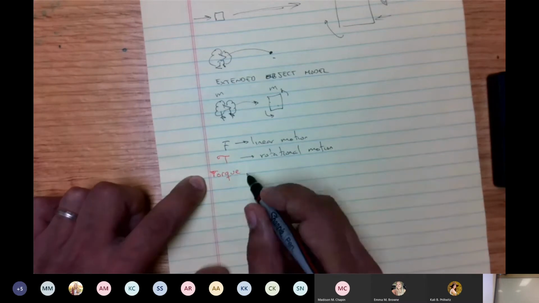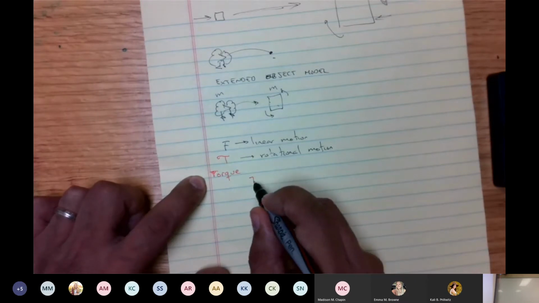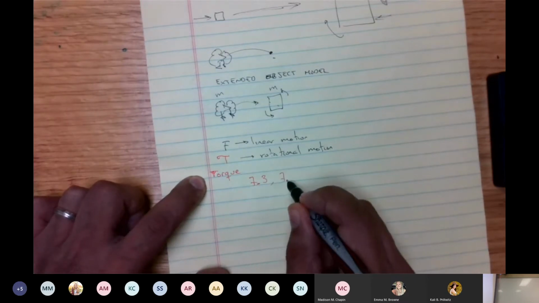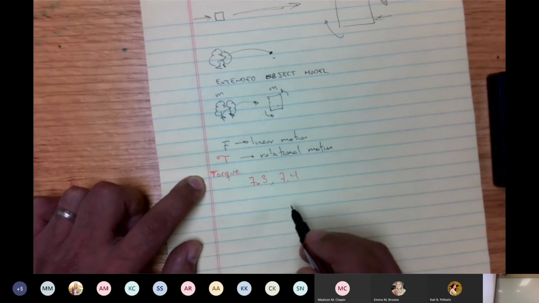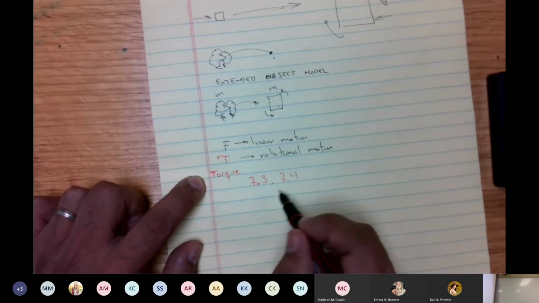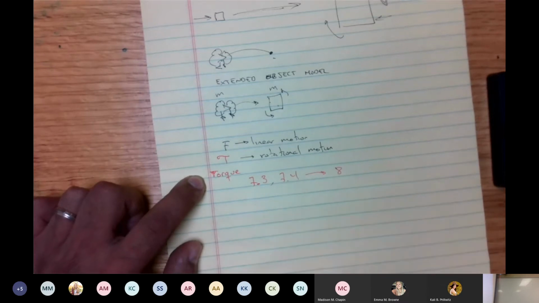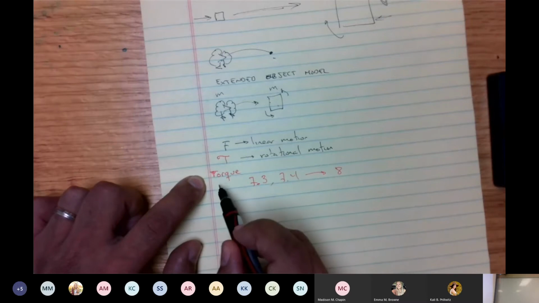This couple of topics that we're going to cover are sections 7.3 and 7.4 of your textbook. So we're going to be talking about this, and then from here we're going to jump to chapter 8. But the ones that specifically talk about torque are 7.3 and 7.4.